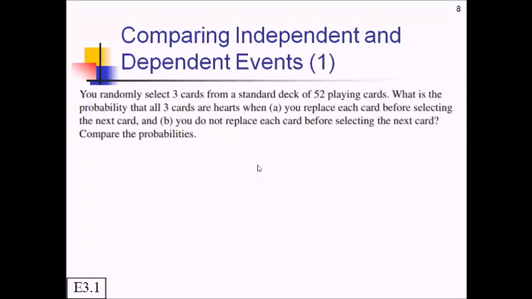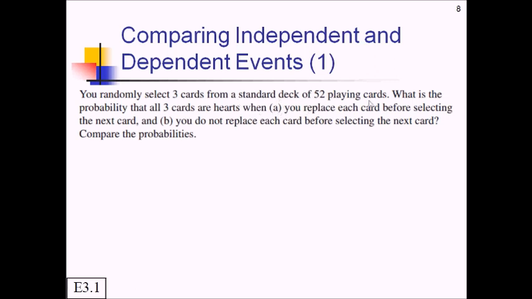So we've seen independent and dependent probability. All right, it's time to see if you can pick out which is which. So we're randomly selecting 3 cards from a standard deck of 52. We want to know the probability all 3 cards are hearts when, so 2 different conditions here.